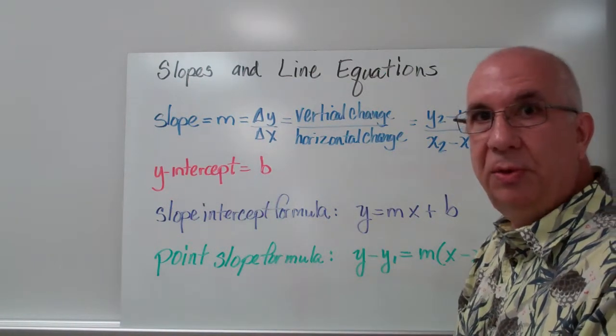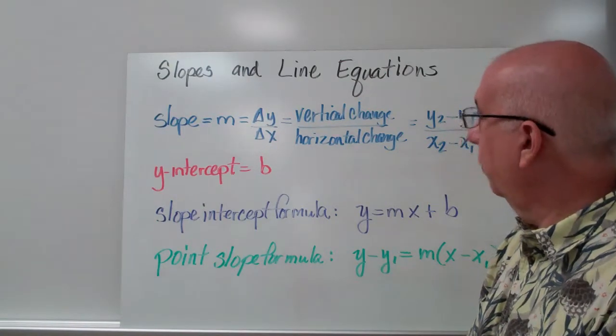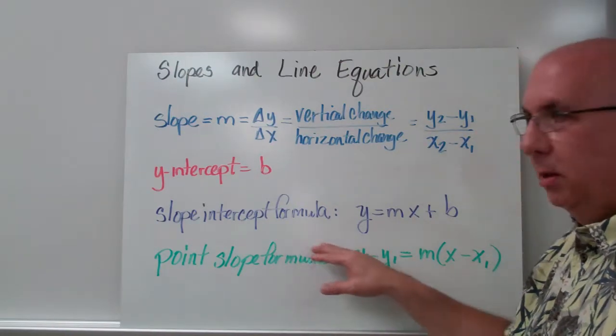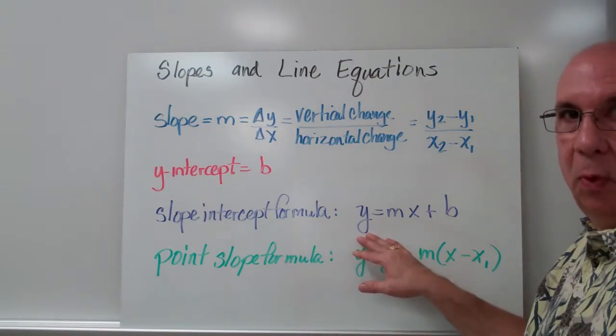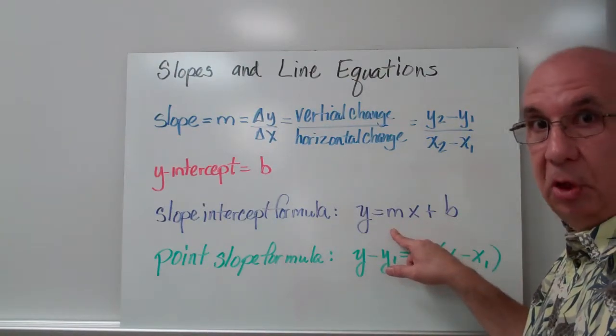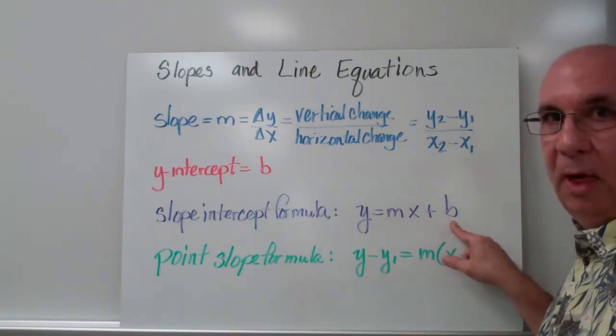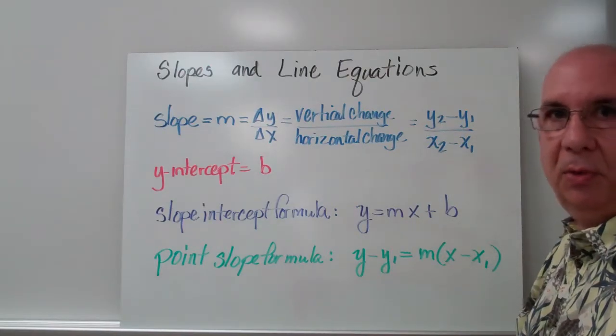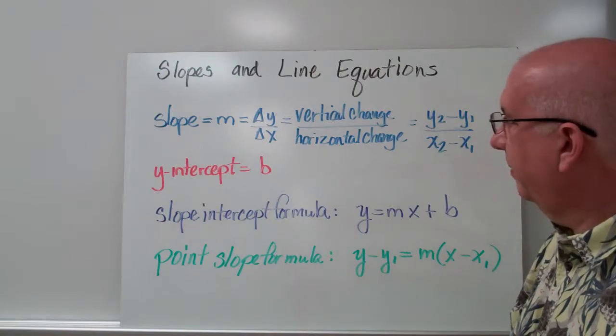One of the formulas you need to know for the forms of an equation is the slope-intercept formula. You've used it before. It's y equals mx plus b, where m is the slope of the line and b is the y-intercept. Y-intercept means the point where it crosses the y-axis.